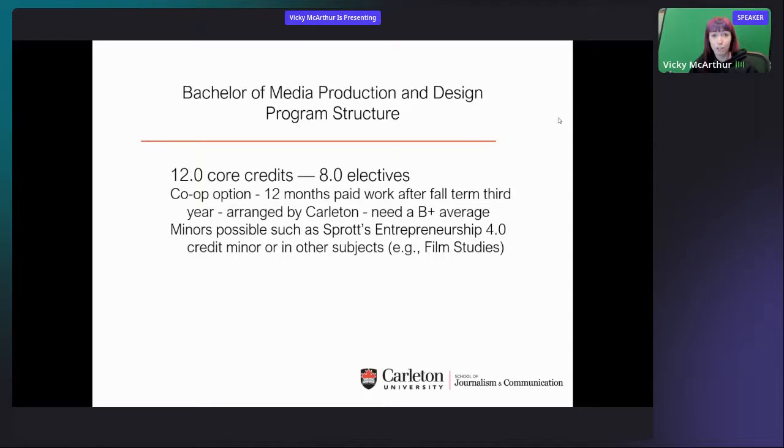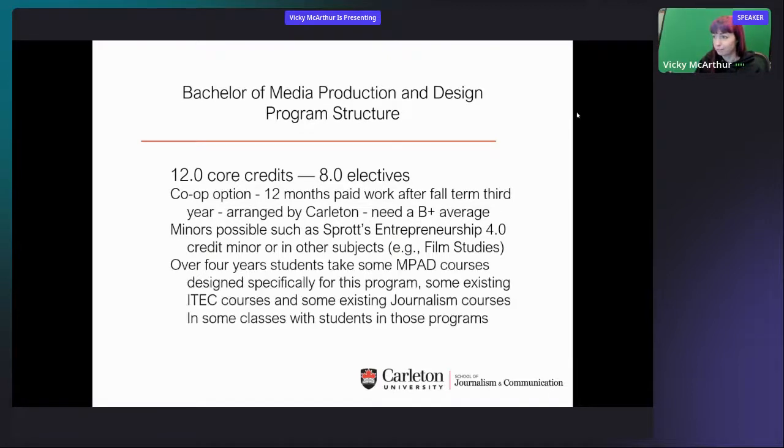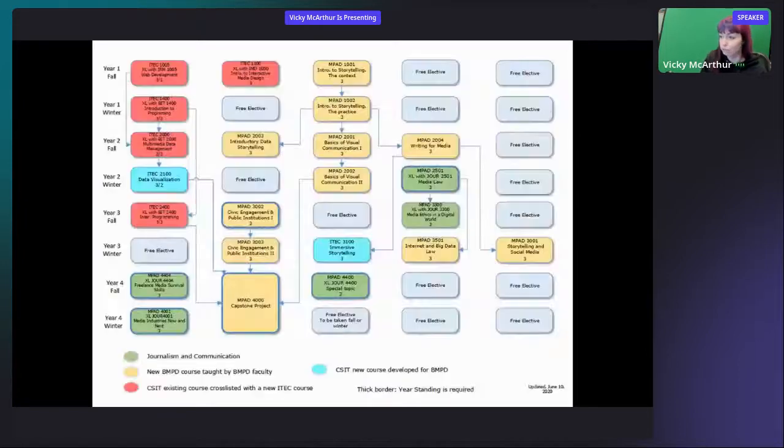You can do a university exchange program where, for the summer or for the school year, you go study at a different university in a different country and also get credits for your Carleton degree. Over the 4 years, as I mentioned, students will take some MPAD courses designed specifically for our program, some iTech courses offered out of the School of Information Technology, as well as some existing journalism courses that overlap with what we discuss here. So things like freelancing and media law, things that pertain to journalists and also to the professional practice of our students as they go on to have their careers.